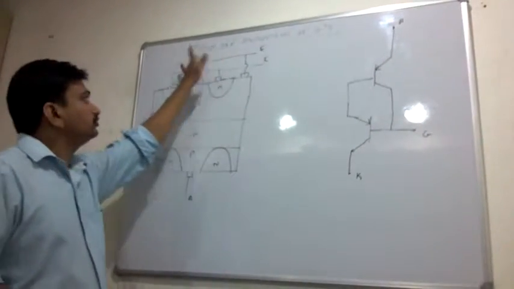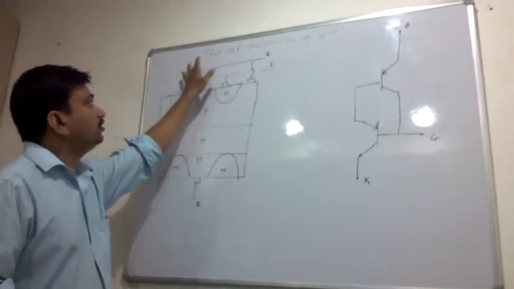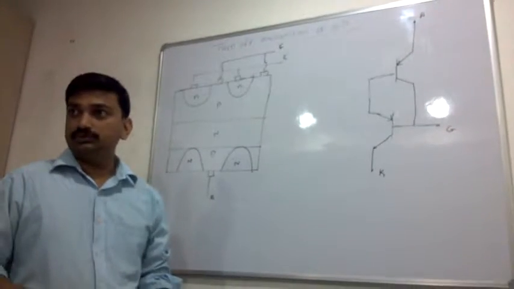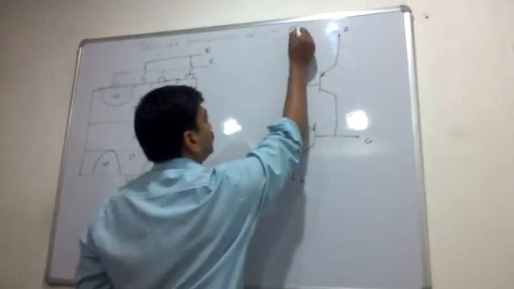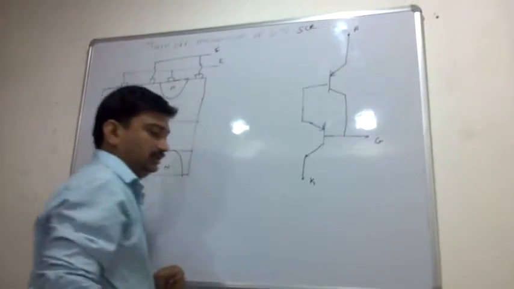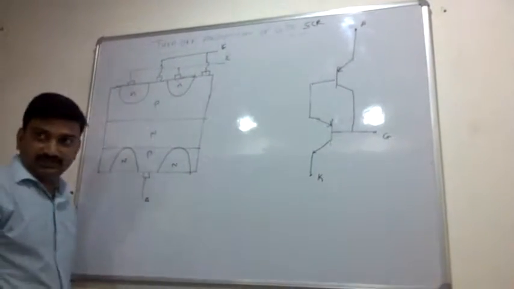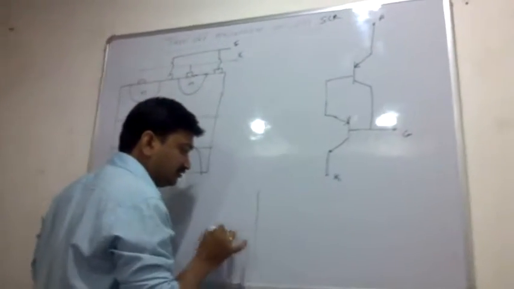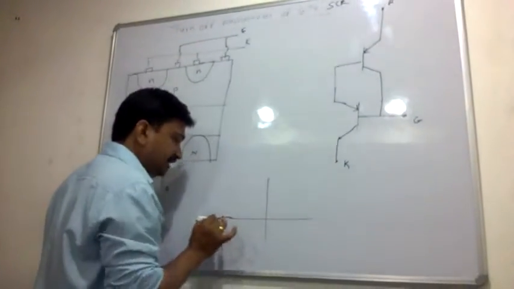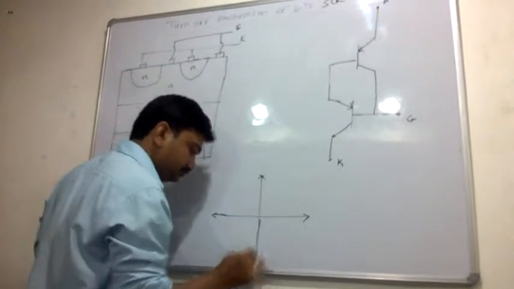So in this lecture we will study the turn-off mechanism of the GTO, or the gate turn-off SCR. Okay, GTO, or the gate turn-off SCR. So, on-state characteristics means the VI characteristics of the GTO are the same as that of an SCR.